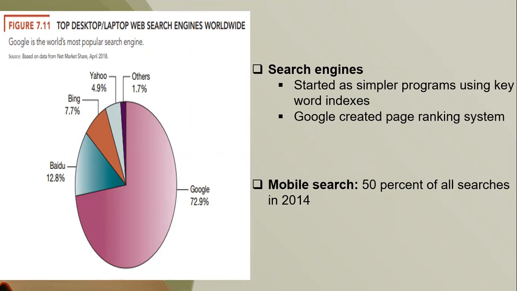The question is how can you find the web pages you really need out of billions of indexed web pages. Search engines attempt to solve the problem of finding useful information on the web nearly instantly, and arguably they are the killer app of the internet era.